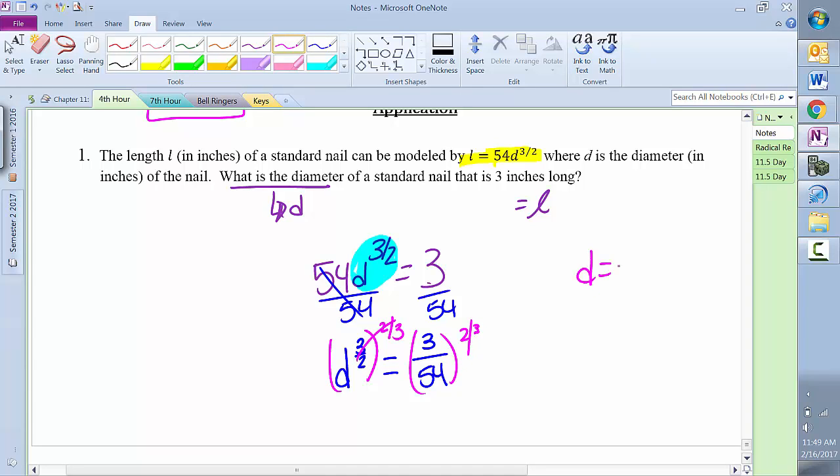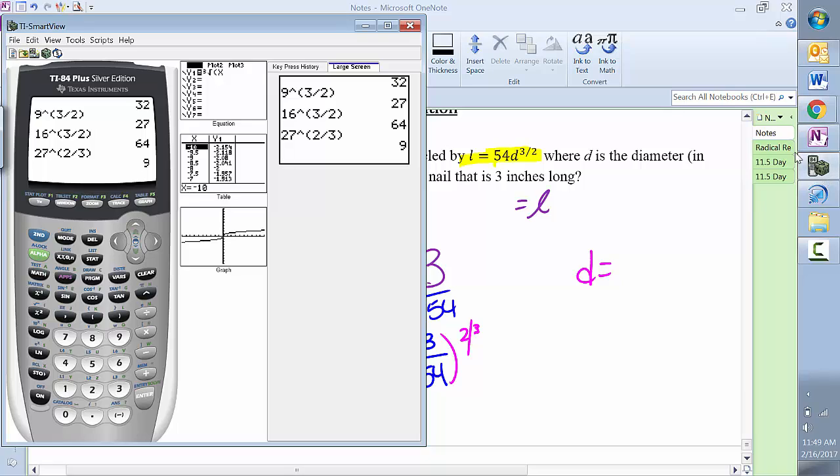So D is going to equal something. I'm going to show you again. The calculator can do all this magic for you. Type it in. Parentheses. Whenever you see a fraction, you need to put it in parentheses in your calculator. So 3 divided by 54. Close it up. Practice this with me, please. Caret, because that means it's being raised to something. Another fraction. So 2 divided by 3, and you get this decimal.